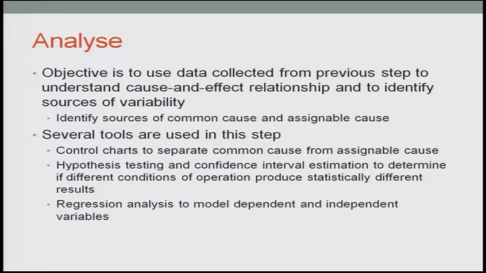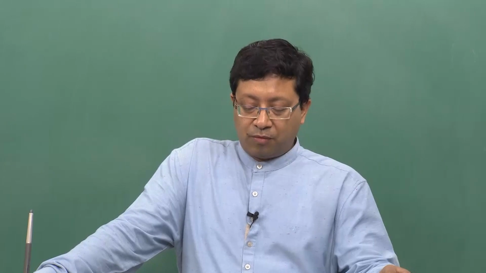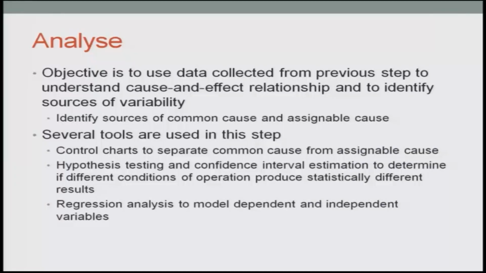In the analysis phase, which I did discuss earlier in the 5 steps of improvement, the objective is to use data collected from previous steps to understand cause and effect relationships and to identify sources of variability which may be there. The main aim is to identify sources of common cause and assignable causes. Several tools are used in these steps, which are control charts to separate common cause from assignable cause.